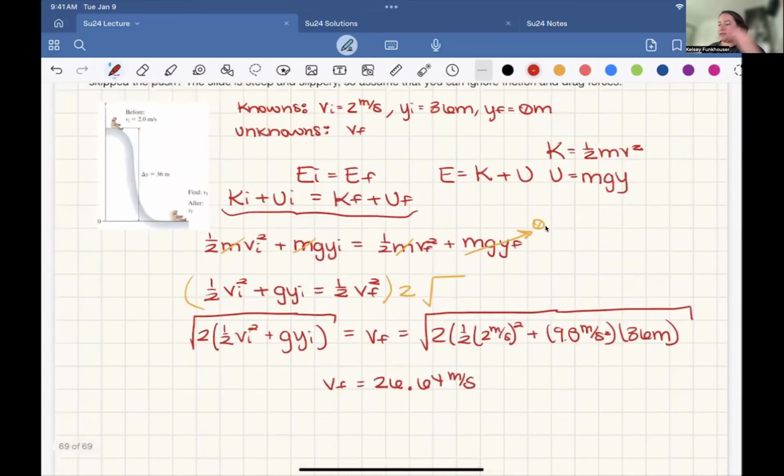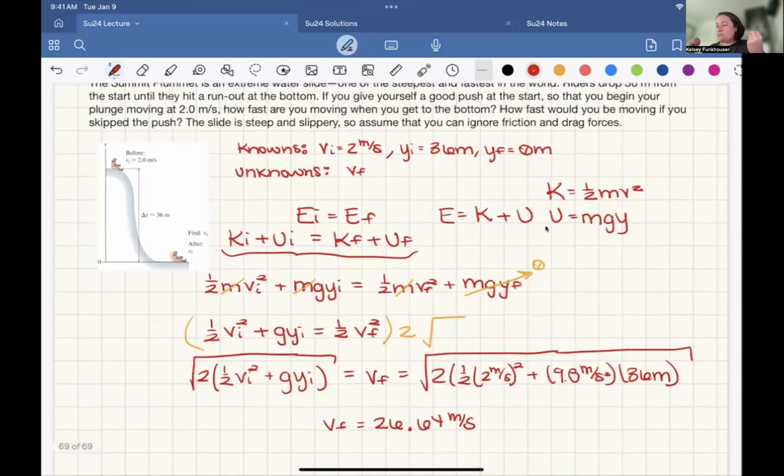So that was the situation when we start with a push, with that initial velocity. Also, that's really fast going down a water slide. That seems dangerous. Anyway, what we did is set the initial mechanical energy equal to the final mechanical energy, and rearranged it to solve for the final velocity.